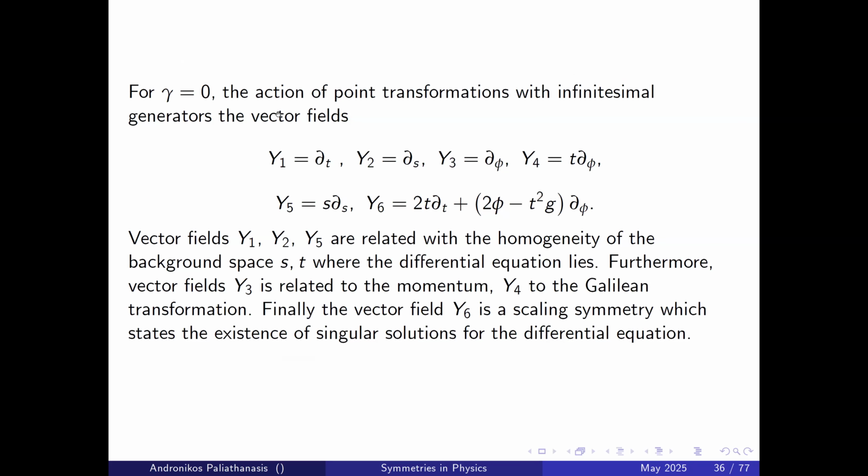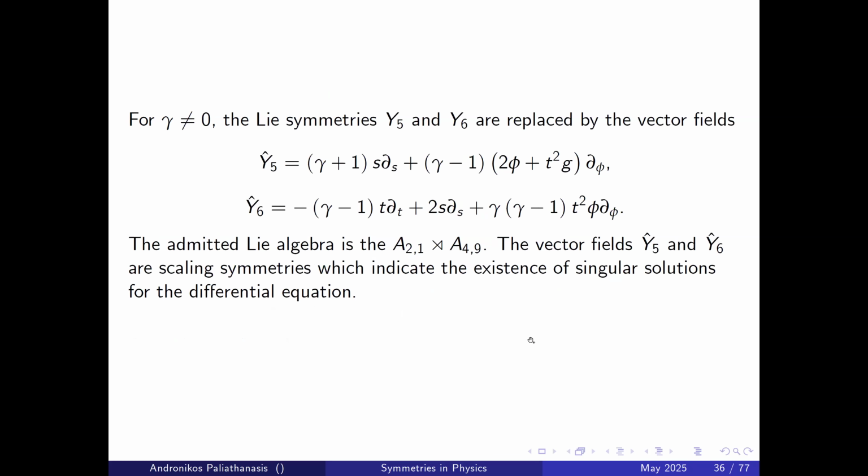Now, for gamma equals 0, the action of the point transformations, which are the symmetries of the equation in the Lagrange variables, are these. So Y1, Y2, Y5 are related with the homogeneity of the background space, where the differential equation lies. Furthermore, Y3 is related to the momentum, and Y4 to the Galilean transformation. Finally, Y6 is a scaling symmetry which states the existence of singular solutions for the differential equation.